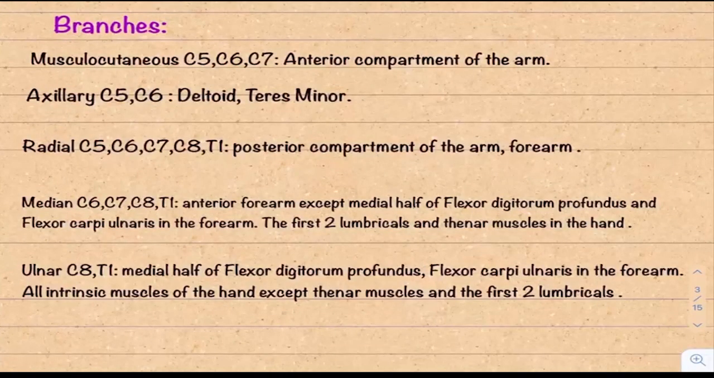The terminal branches, I'm just going to go through their motor contributions. I'm not going to discuss their sensory contributions. We can discuss that in a separate video. First is the musculocutaneous nerve. It's derived from C5, 6, and 7, and it supplies the anterior compartment of the arm. That includes the biceps brachii, brachialis, and coracobrachialis. The axillary nerve is derived from C5 and C6. It supplies the deltoid, the big muscle of the shoulder, and the teres minor, which is part of the rotator cuff muscles.